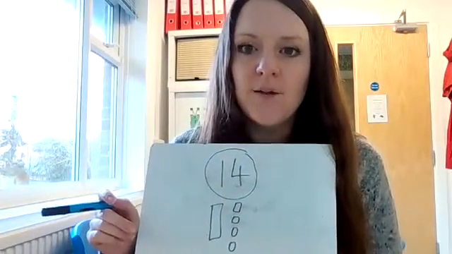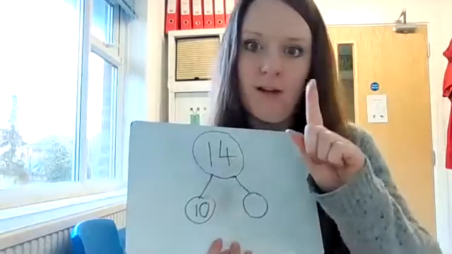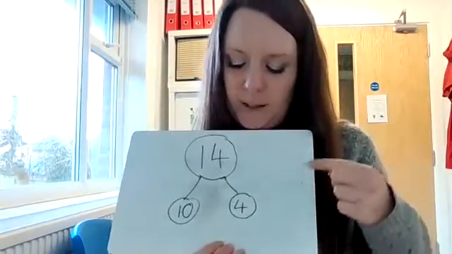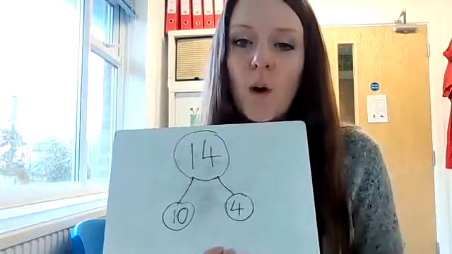Now, challenge time. Can you write it in that part whole? Because we write it a bit different in that part whole to how we say it. Because we say 1 10, but we don't write the number 1 because it's not 1 by itself. It's not one single thing. It's 1 10. So when we write it in our part whole, we write 10, 10 ones, and 4 ones. So I've got 14. It's made up of 10 and 4 ones.